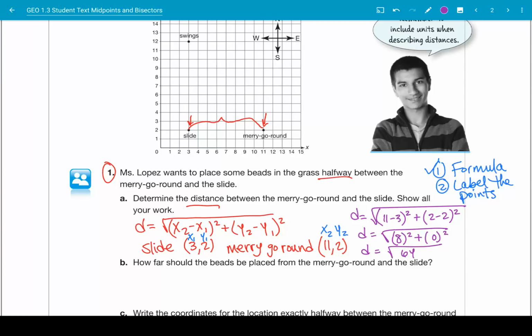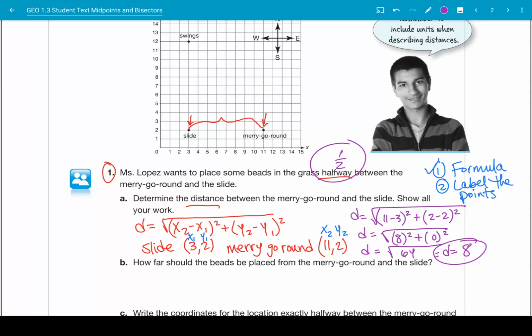The square root of 64 is 8, which means that the distance between the merry-go-round and slide is equal to 8 units. Okay. So this would be our final answer. If we wrote it in a complete sentence, it would be the distance between the merry-go-round and the slide is 8 units. Okay. Now, we want to know if we're going to place the beads halfway, then instead of placing them 8 units away from the slide, how many units away would we place it?